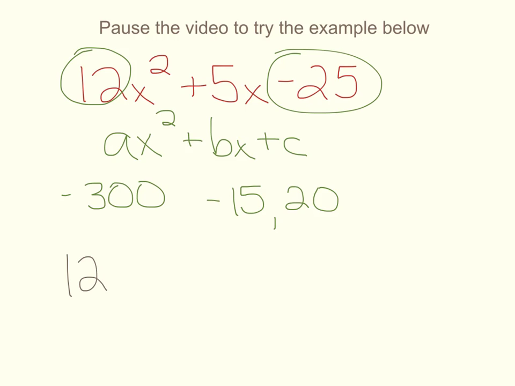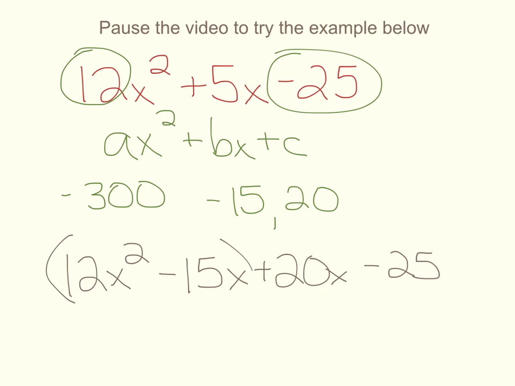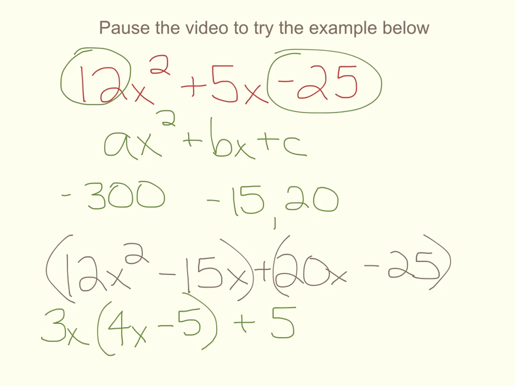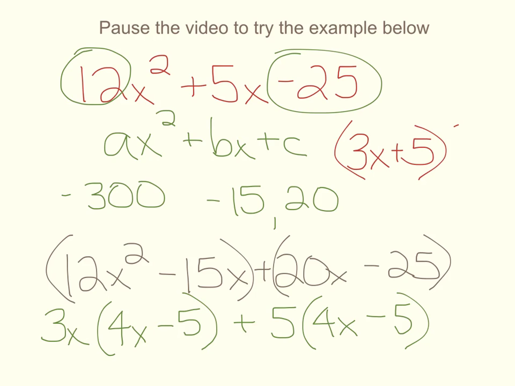So we're going to write it out. 12x squared minus 15x plus 20x minus 25. So I'm going to group them together, and I'm going to take out the greatest common factor. So for this one, it would be 3x. So we would have 4x minus 5. And over here, I would factor out a 5 and get 4x minus 5. So my final answer would be 3x plus 5 times 4x minus 5.